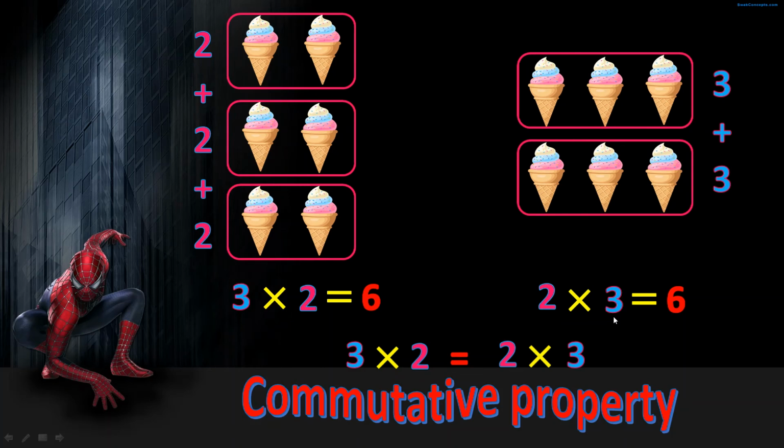Commutative property means if I multiply any two numbers, just like 2 and 3, in any order, I will have the same product every time. Just like 3 times 2 and 2 times 3, I will have 6. This is commutative.